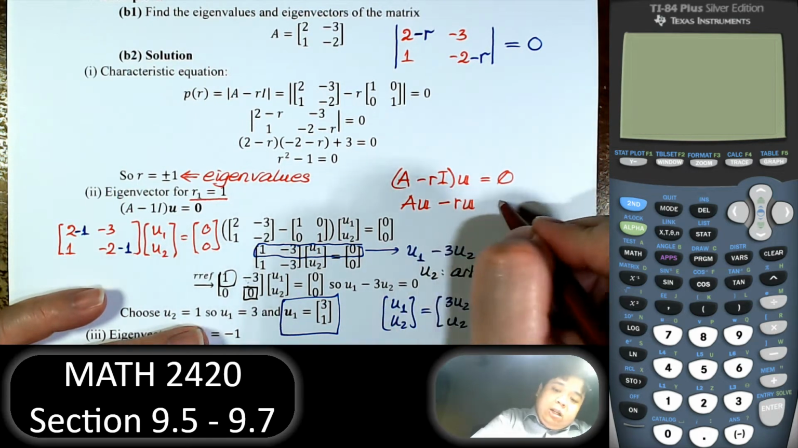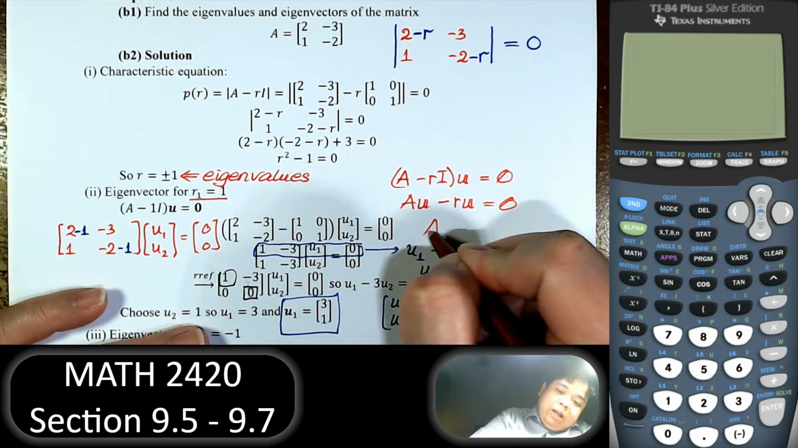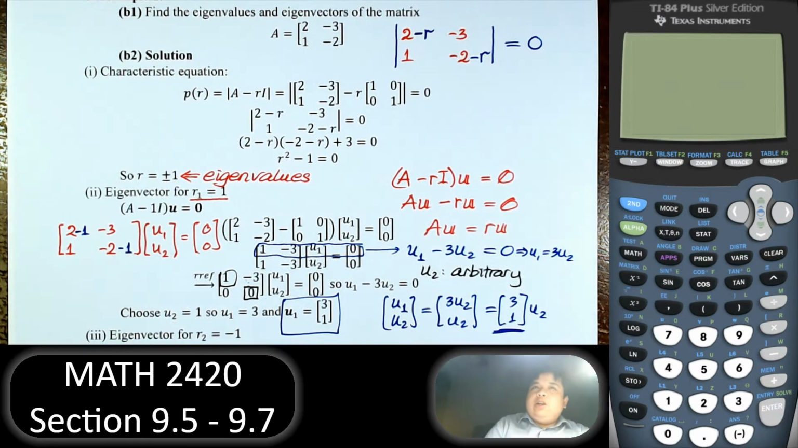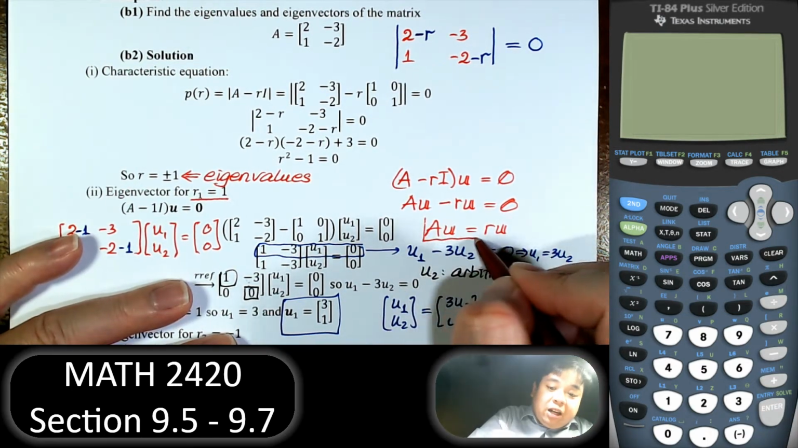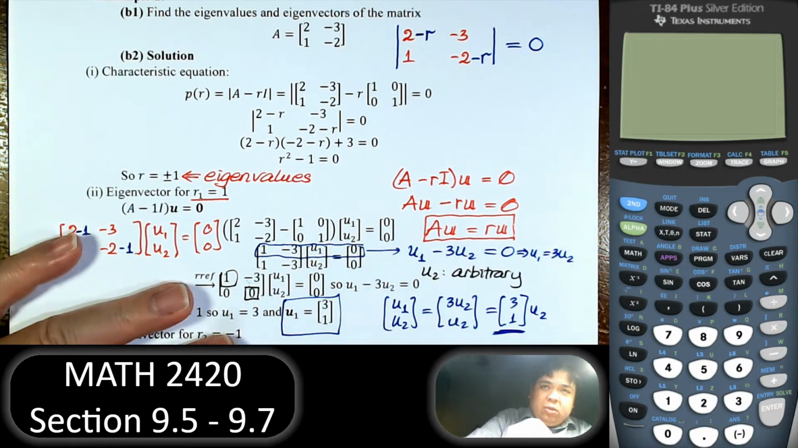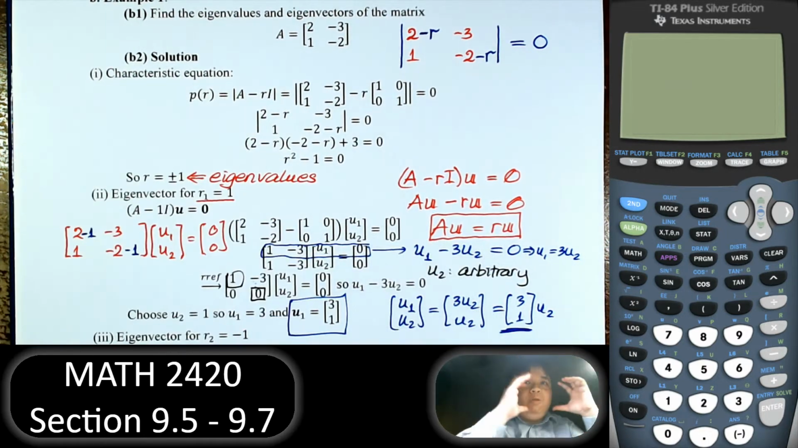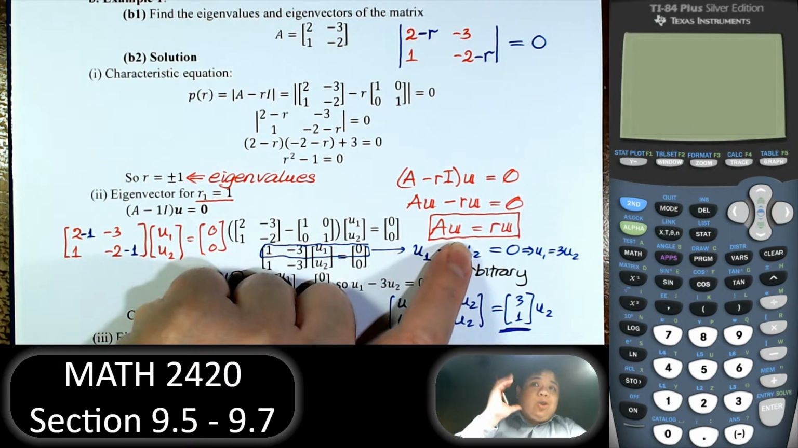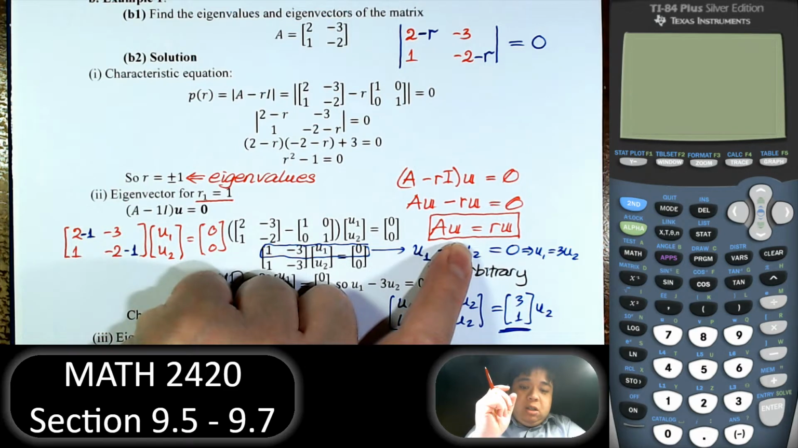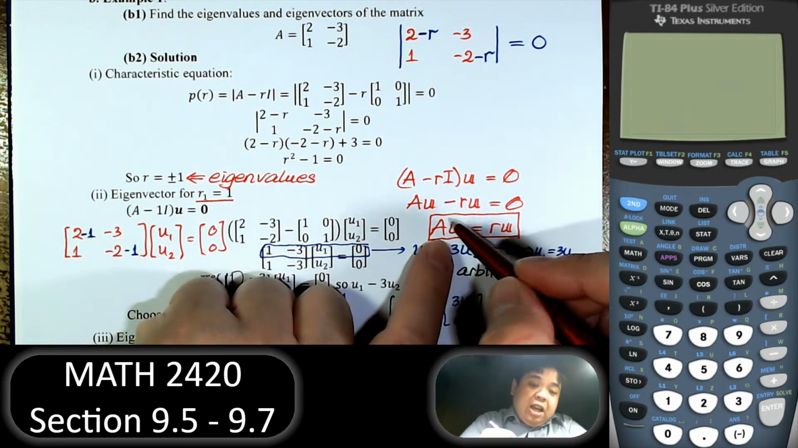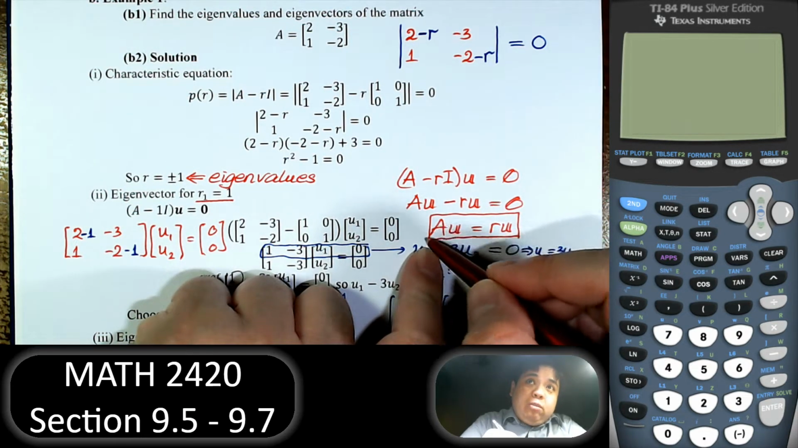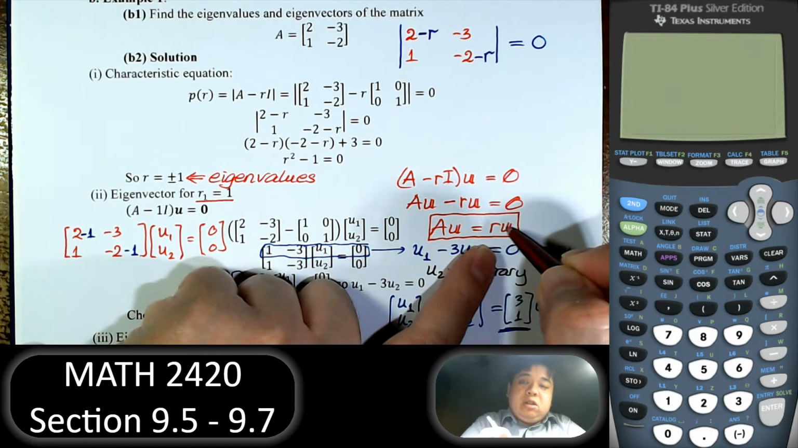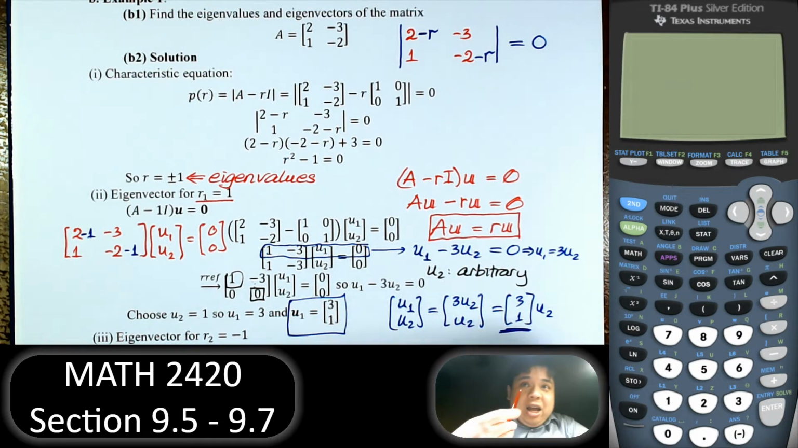It's a vector equal to 0. Or we have A times u equal to r times u. So the significance of eigenvalues and eigenvectors is this: if I have the whole matrix times a vector, for certain numbers and certain vectors, instead of using the whole matrix multiplied to the vector, it is just equal to a number times the vector. So that is the significance.